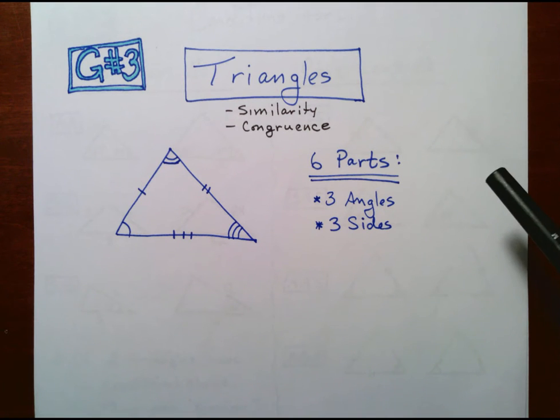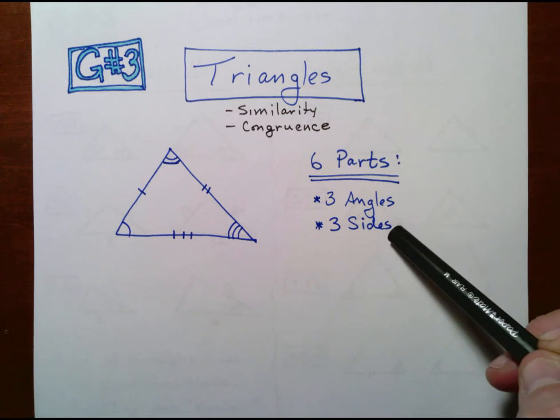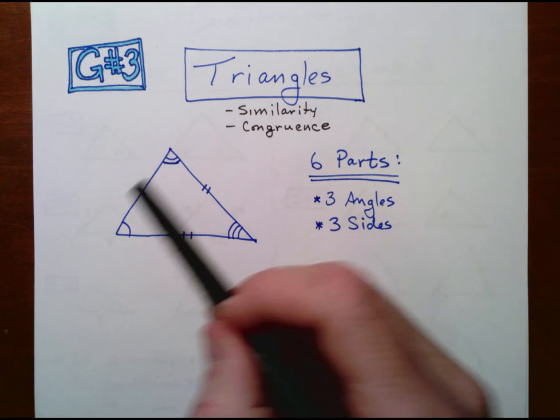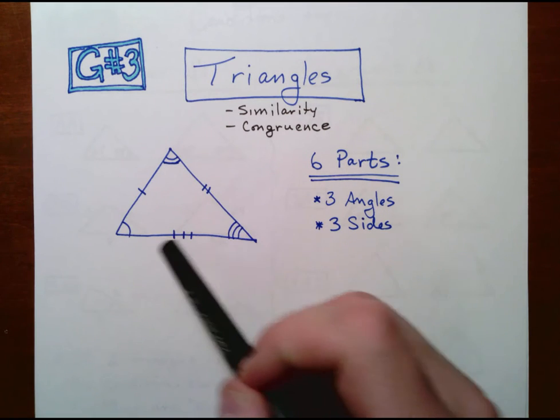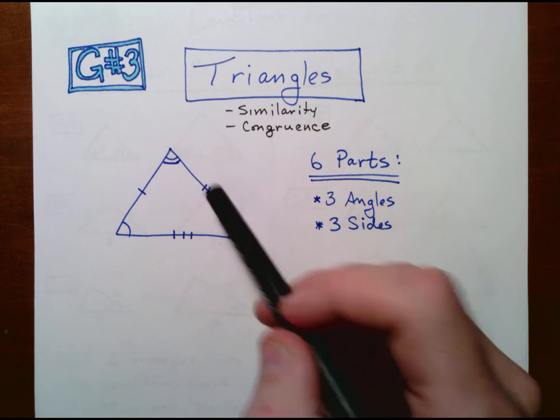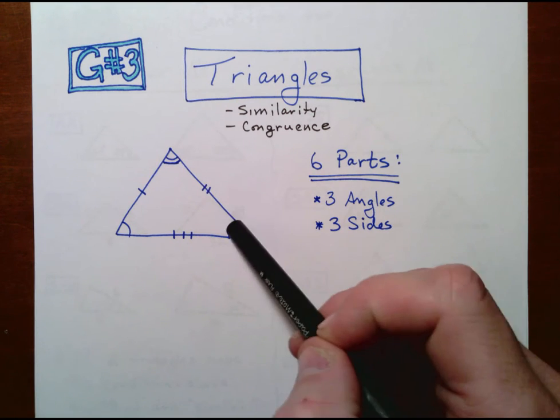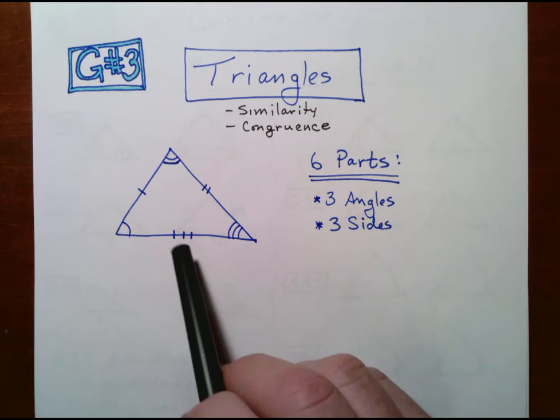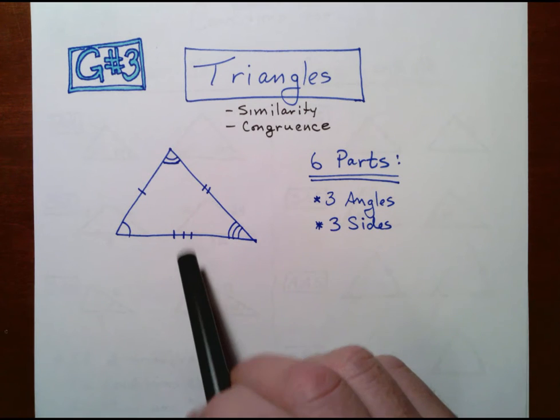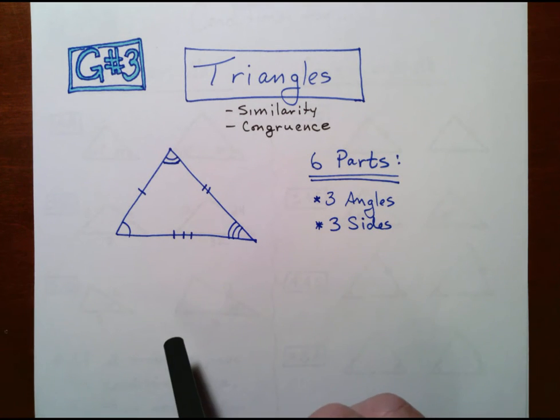There are 6 parts. There are 3 angles and 3 sides. When we refer to these sides and angles, we do that in a consecutive order. If I were to refer to side angle side, I can do it clockwise, side angle side, or I can go counterclockwise, side angle side. But the main thing is we don't want to skip across parts as we do this.